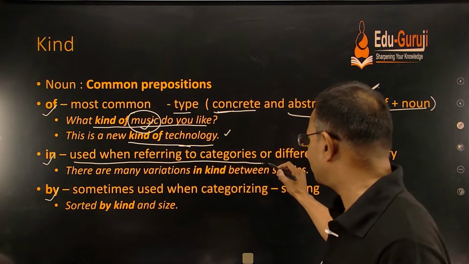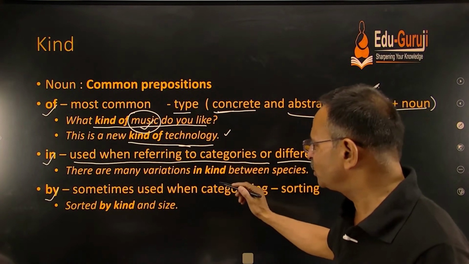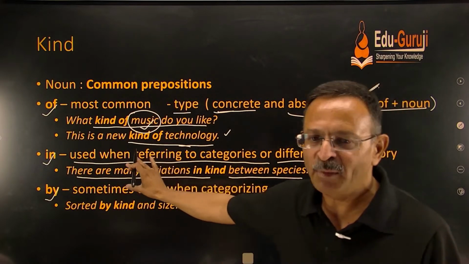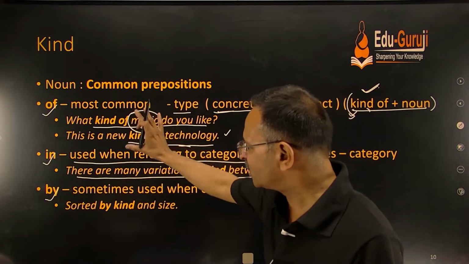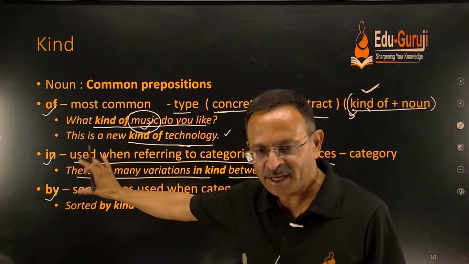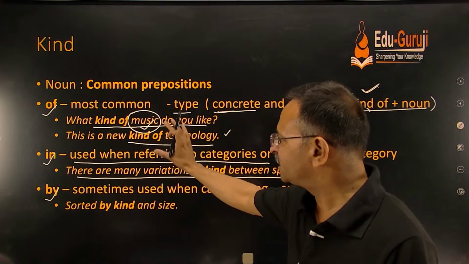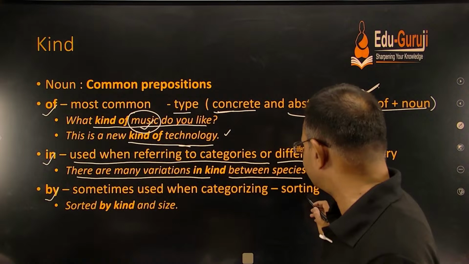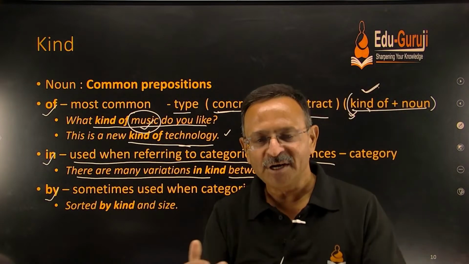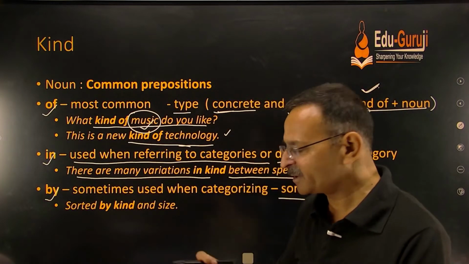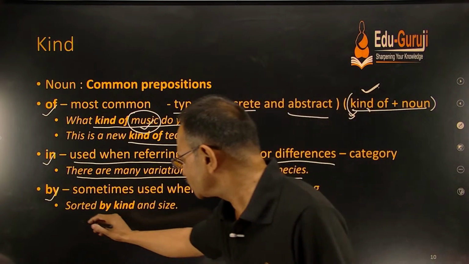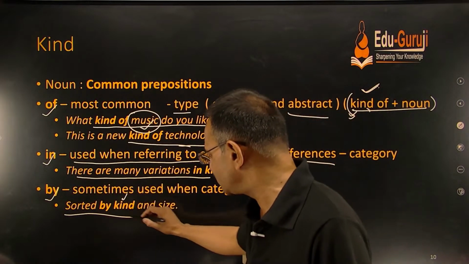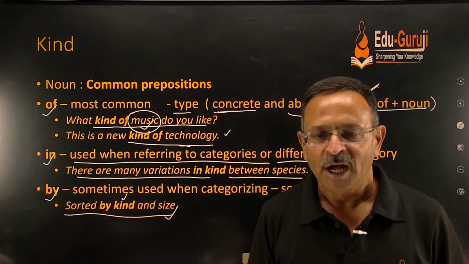Then next is "in", when referring to categories or differences. You can see there are many variations in kind between species. I'll come back to it, but for the time being, you must know that we use "in" as a preposition with kind also. Then we use "by", sometimes used when categorizing or sorting, when we want to differentiate or classify. So, sorted by kind and size. I hope it is clear.